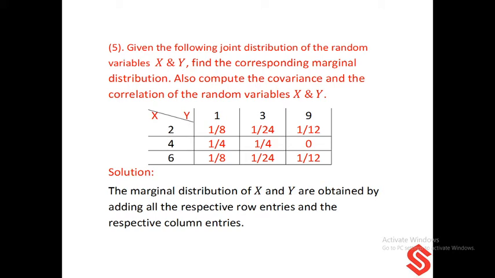1 by 8, 1 by 24, 1 by 12. Next row 1 by 4, 1 by 4, 0. Next 1 by 8, 1 by 24, 1 by 12. So first let us find the marginal distribution of the random variables x and y. It is obtained by adding all the respective row entries and the column entries.